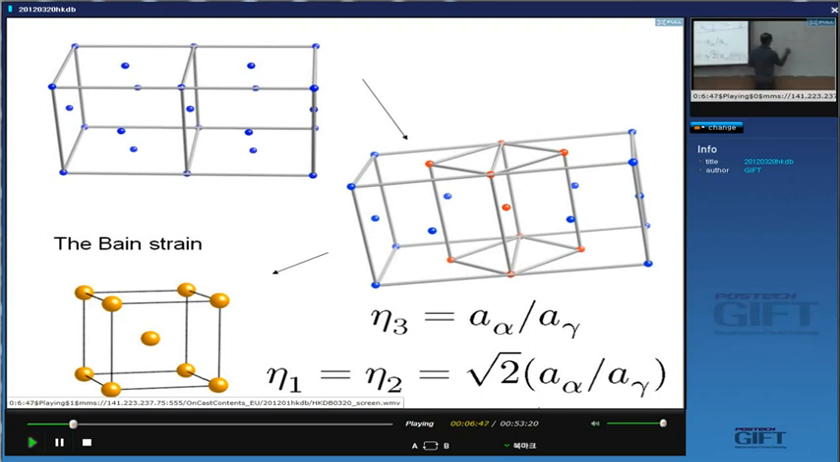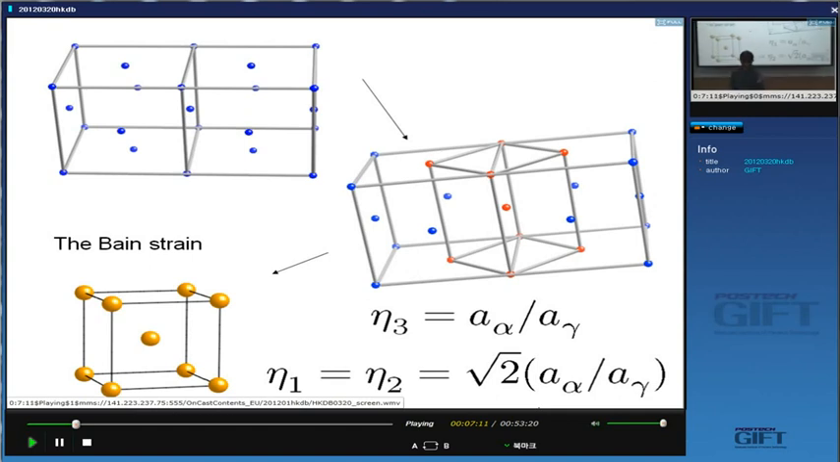So I could write the orientation relationship as 001 of gamma being parallel to 001 of alpha, and 1 bar 10 of gamma being parallel to 100 of alpha. Yeah? Exactly parallel.